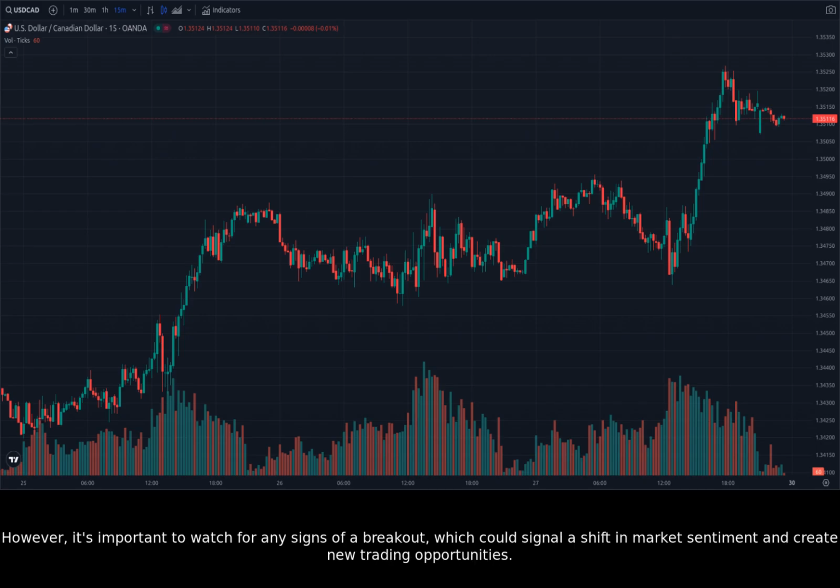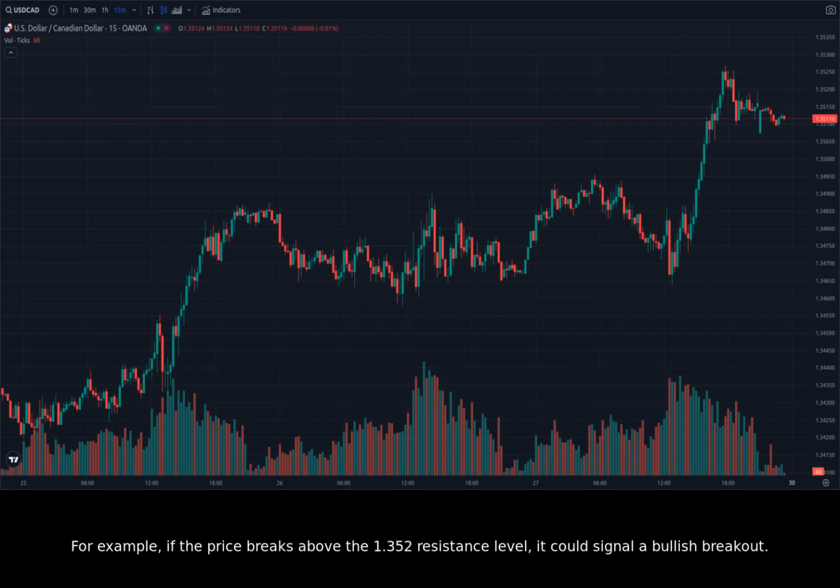However, it's important to watch for any signs of a breakout, which could signal a shift in market sentiment and create new trading opportunities. For example, if the price breaks above the 1.352 resistance level, it could signal a bullish breakout. Conversely, if the price breaks below the 1.347 support level, it could signal a bearish breakout.